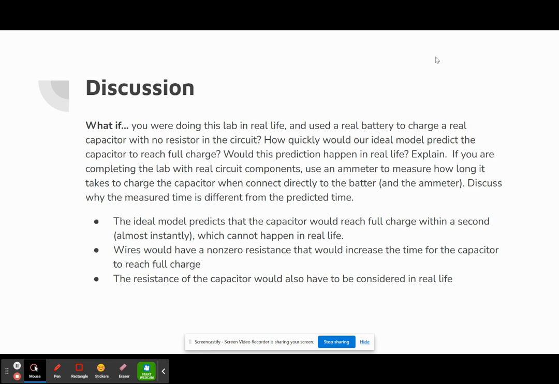The ideal model predicts that the capacitor would reach full charge within a second or almost instantaneously, which cannot happen in real life. Wires would have a non-zero resistance that would increase the time for the capacitor to reach full charge, and the resistance of the capacitor would also have to be considered in real life.